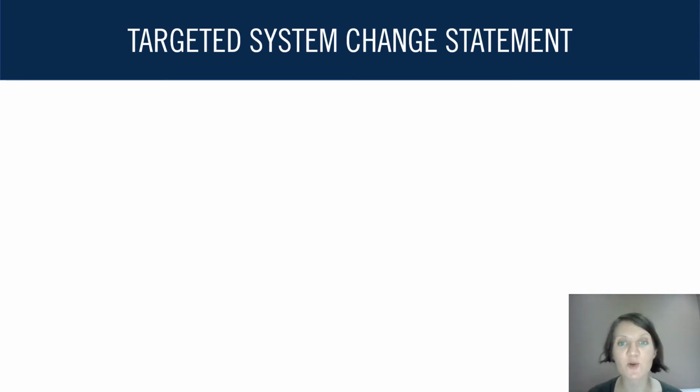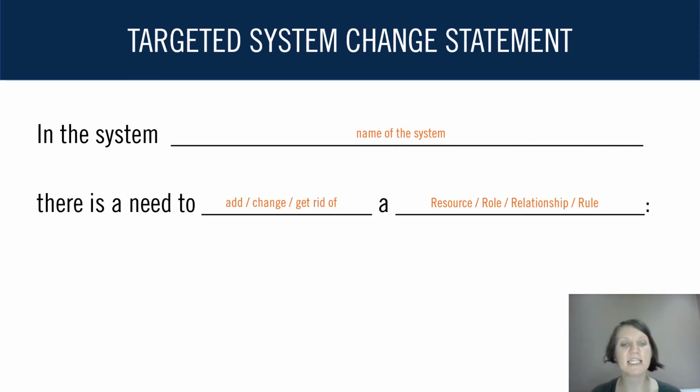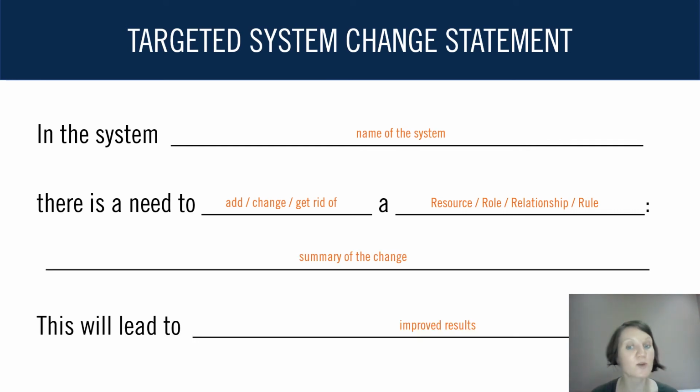This scheme can help you produce succinct statements. In the system X, and you name your system, there is a need to add, change, or get rid of one of the R's in the system: resources, roles, relationships, or rules. And then you specify what kind of change you mean exactly. And then you state what kind of improved results this would lead to.